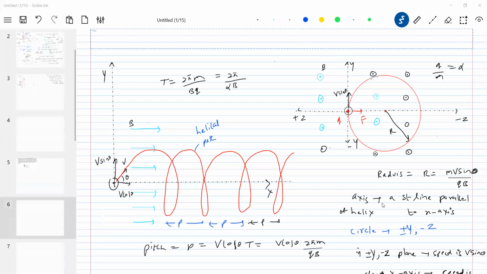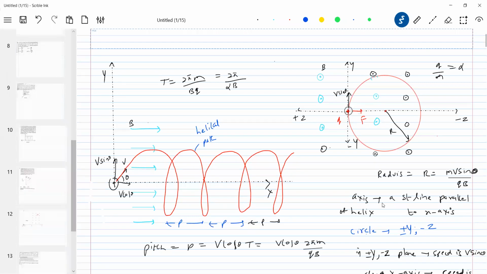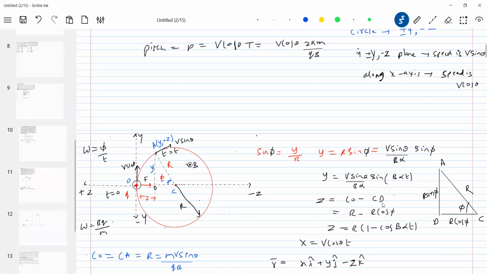Screen share. Visible? Yes, sir. I think we have lost it. It's not getting.